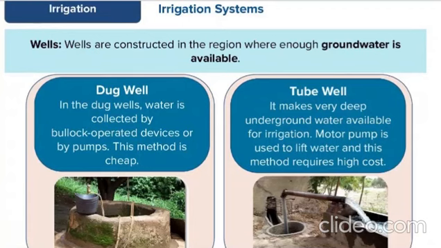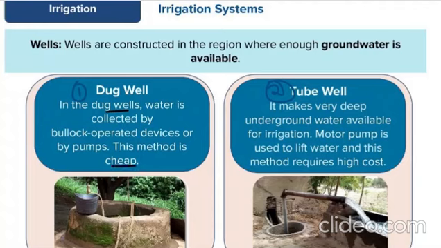So, the first irrigation system, wells, are nothing but constructed in a region where groundwater is there. You dig, make a well, that's it, nothing much is there. There are two types of well: dug well and tube well. Dug well means that you dig the ground, then you put some wall kind of structure in it. Bullock cart operated also sometimes, and this method is very cheap.